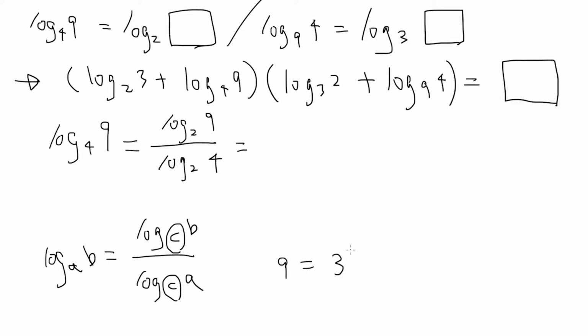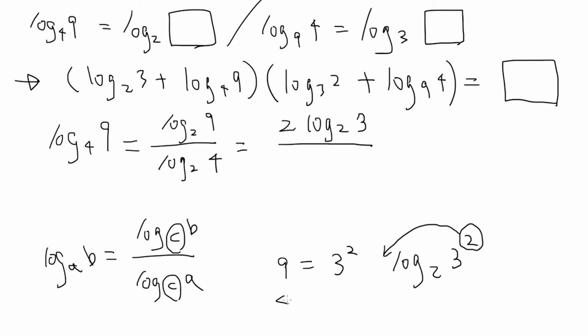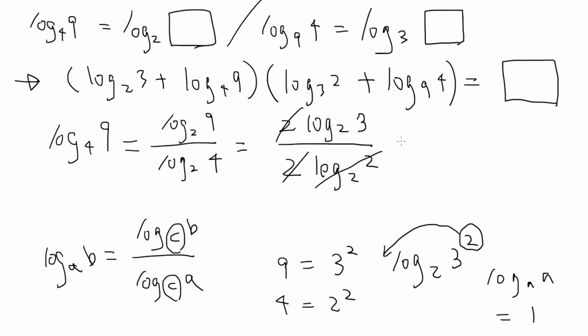Nine is 3 squared. And remember that the exponent 2 can be brought to the front. So log base 2 of 9 is 2 times log base 2 of 3. And likewise, 4 is 2 squared. Log base 2 of 4 is 2 log base 2 of 2. Log base a of a is 1. So this is 1, and these two will cancel out, and we are left with log base 2 of 3.